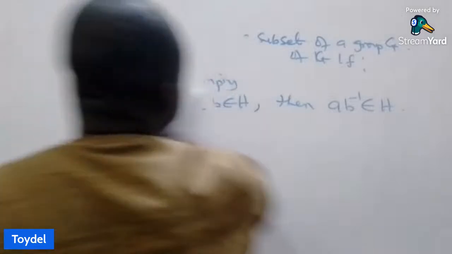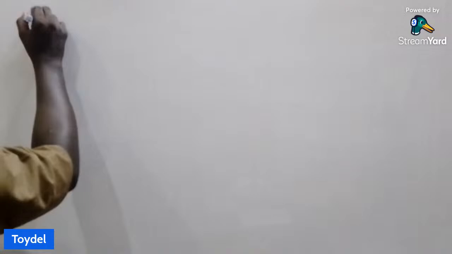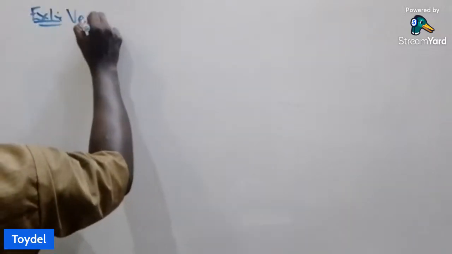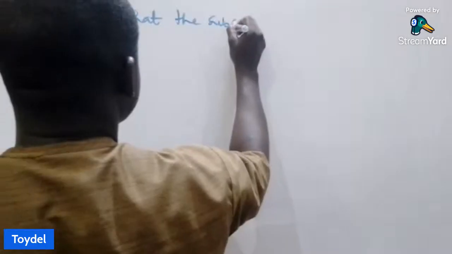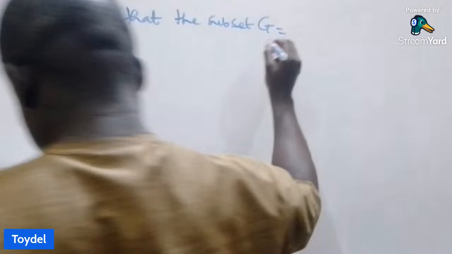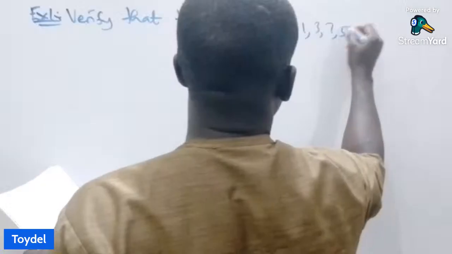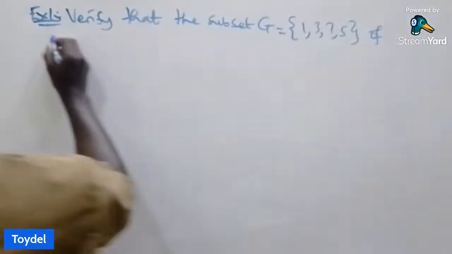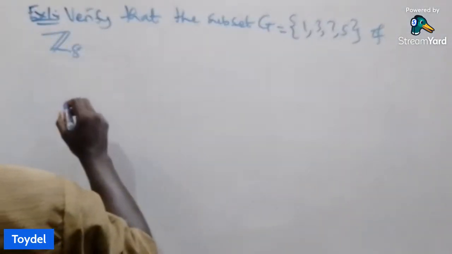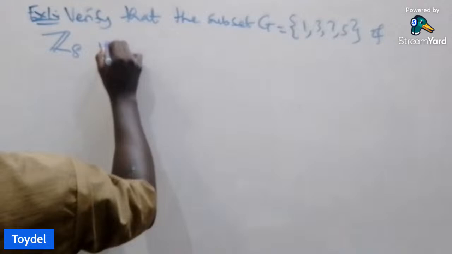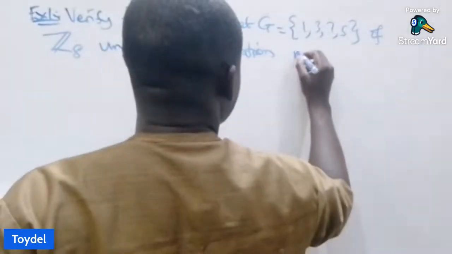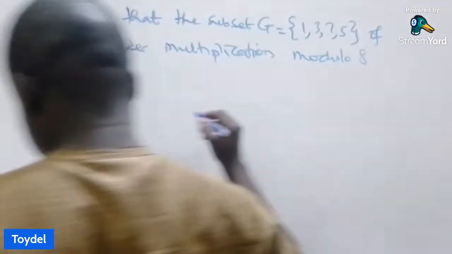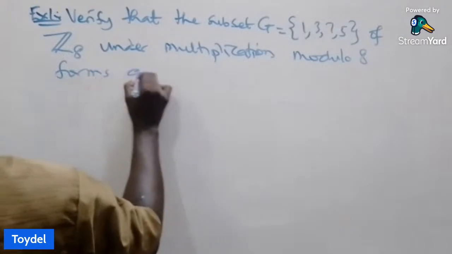So let's take an example of a subgroup. Example: verify that the subset G, which is {1, 3, 7, 5}, of Z8 under multiplication modulo 8 forms a group.